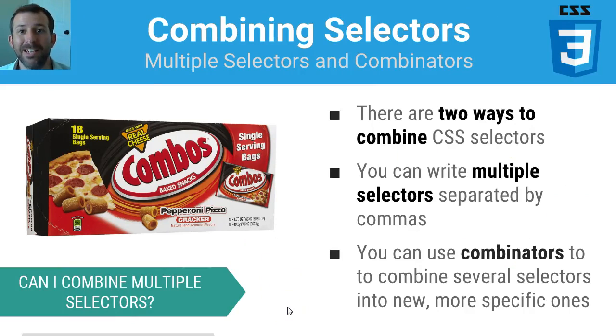Now, can I combine selectors? Absolutely. This is what makes CSS so robust, which makes it so powerful. There are two ways in which you can combine selectors. You can write multiple selectors and then separate them by commas like you were making a list, or you can use what are called combinators to combine several selectors into a new, more specific one. I always think of the combo snacks, how we're taking these two separate things, pretzel and let's say pepperoni pizza, and we're turning it into one thing by combining them.